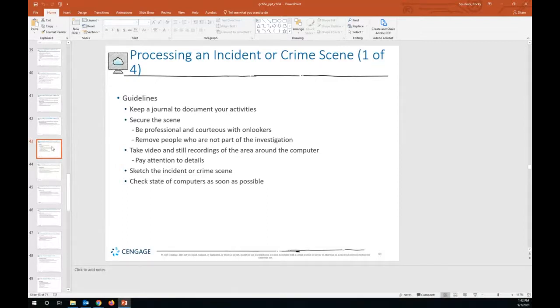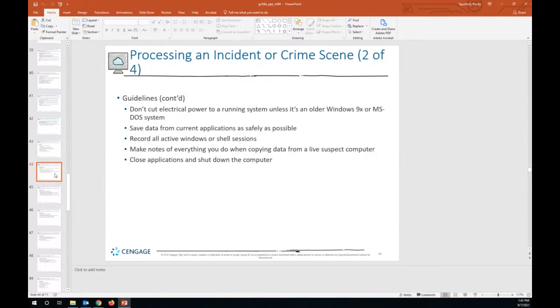Also check the state of the computers as soon as possible. Don't cut electrical power to a running system unless it's an older Windows 98, 95, or an MS-DOS system. You'll make sure you save the data from the current applications as safely as possible. Record all active windows or shell sessions. Make notes of everything you do when copying data from a live suspect computer. Then you want to close applications and shut down the computer.